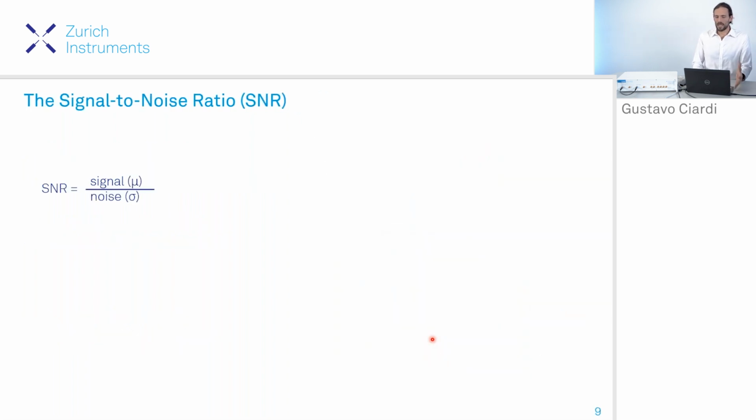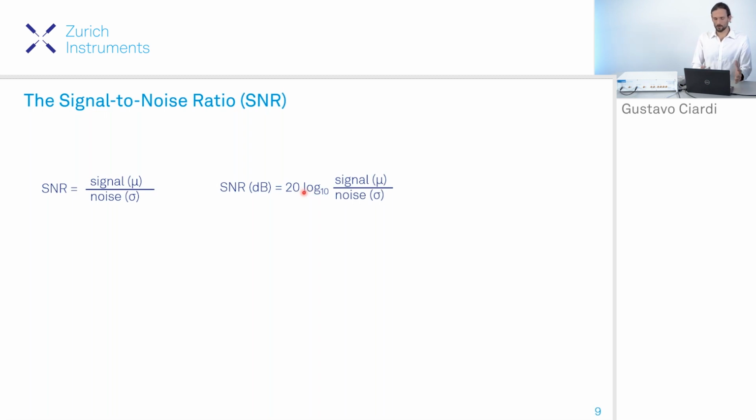Importantly, we now need a way to define the quality of a measurement. The most common parameter used for this purpose is the signal-to-noise ratio, a unitless quantity defined as the ratio between the signal, in terms of its average, and the noise, in terms of its standard deviation. This is generally called the linear signal-to-noise ratio. There is also a version expressed in decibels: 20 times log base 10 of the linear signal-to-noise ratio.